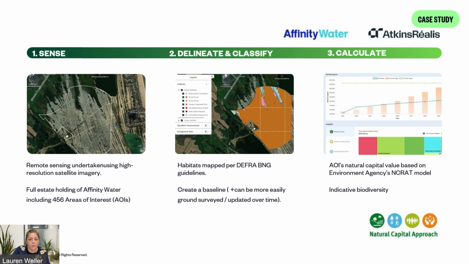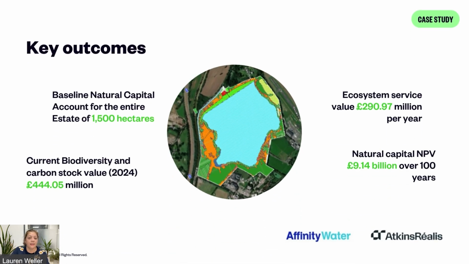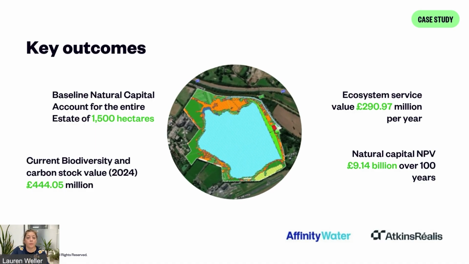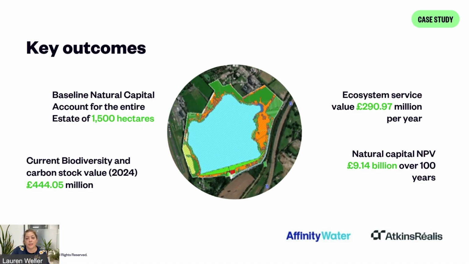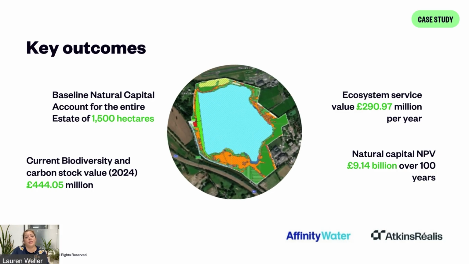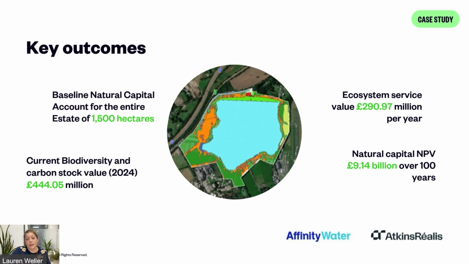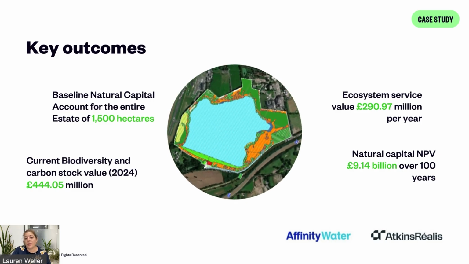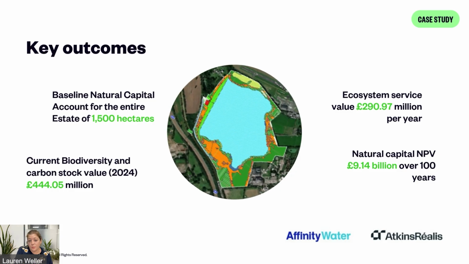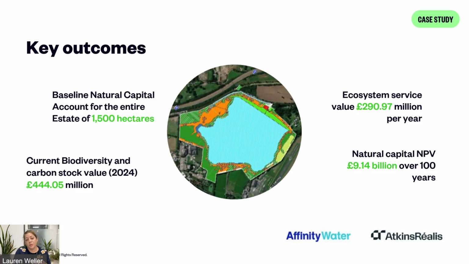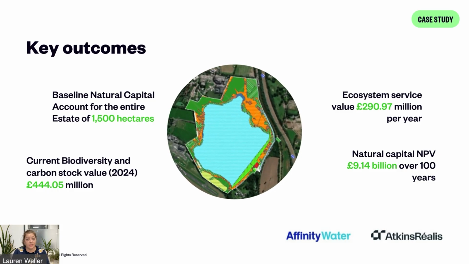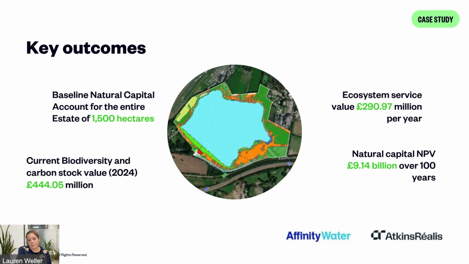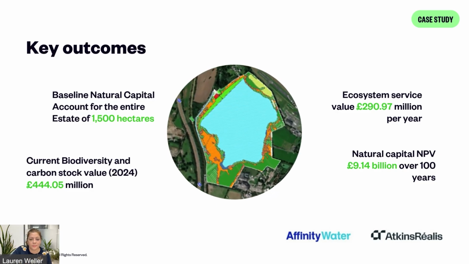And what we ended up with was a natural capital account for the entire estate, which allowed them to baseline where they were. And so at their current baseline, they had a biodiversity and carbon stock at over 444 million, as well as ecosystem service values in excess of 290 million per year, as well as a natural capital NPV of 9.14 billion over 100 years. And so it was possible to work out the entire value of the estate before we had boots on the ground. And over time, what they will do is they will use our maps and our technology to slowly update this natural capital estate and to move it from an AI baseline into a field validated baseline.